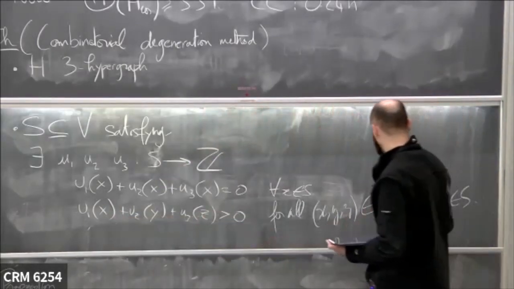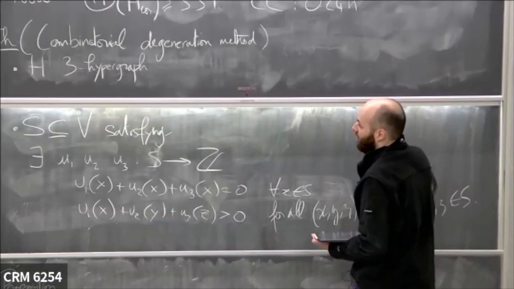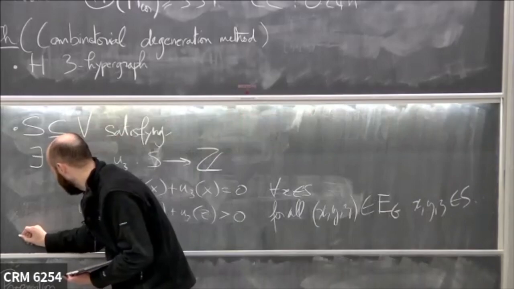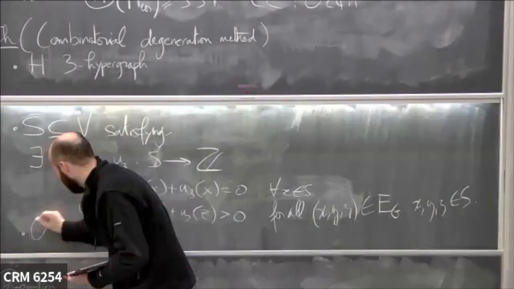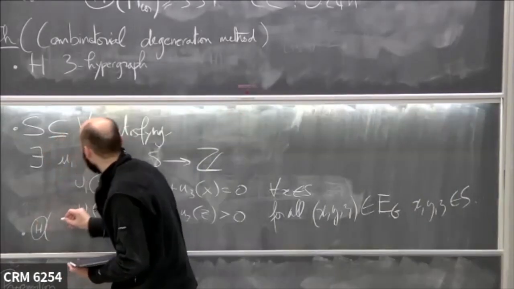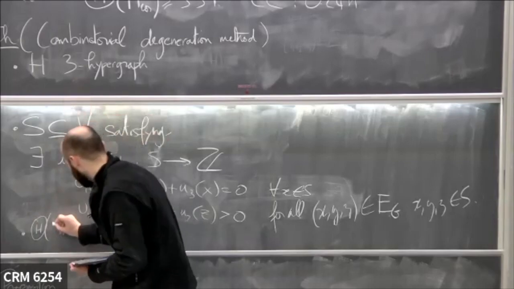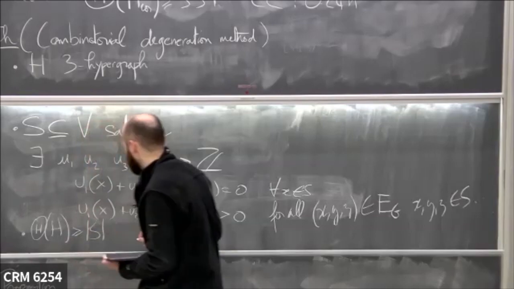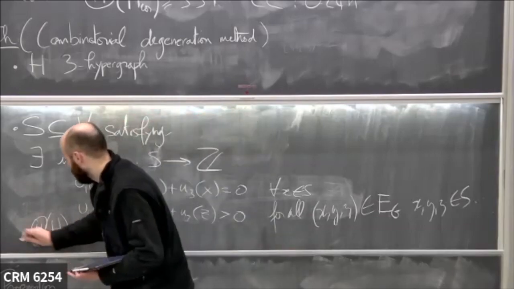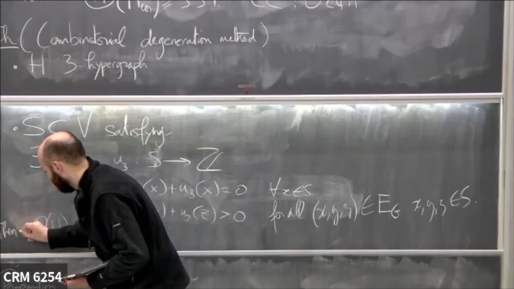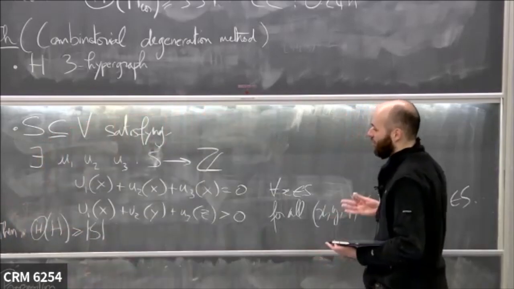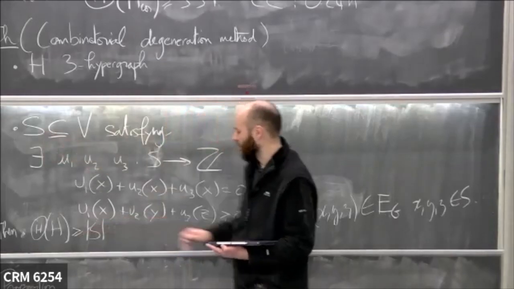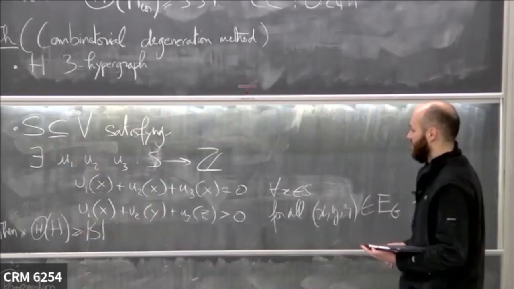And so then the conclusion is that theta of my hypergraph, which I called H, is bigger than the size of S. So we have the following: if I can find an S that satisfies these properties, then my Shannon capacity is bigger than the size of S.